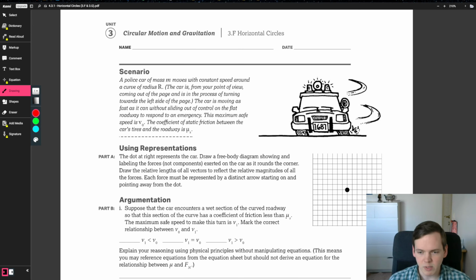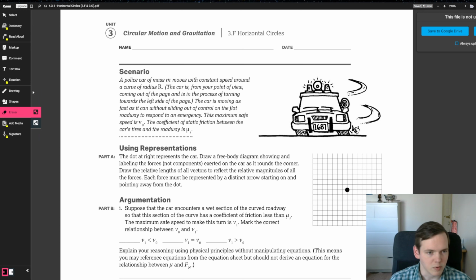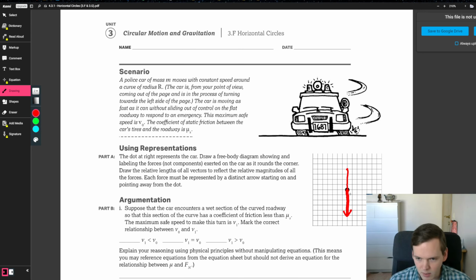So first of all, because we know this is on Earth, we've got a downward gravitational force. Let me try and move that to be a little bit bigger. That looks good. We've got an upwards normal force. Are these the same? 1, 2, 3, 4, 5. So we have force normal, force gravitational.